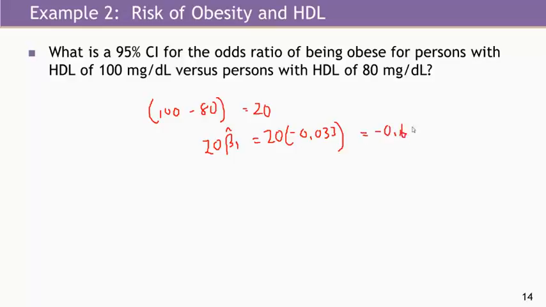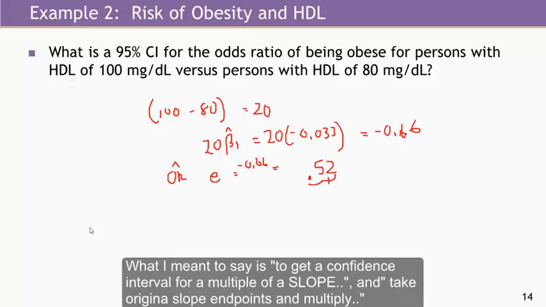We exponentiate that, our estimated odds ratio. If we exponentiate that, it is 0.52. So this decrease compounds relatively quickly, and we'd say those with 100 milligrams per deciliter have nearly half the odds of obesity compared to those with 80 milligrams per deciliter. But this is just a slope based on our sample.